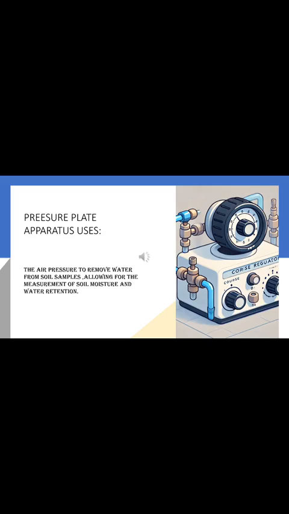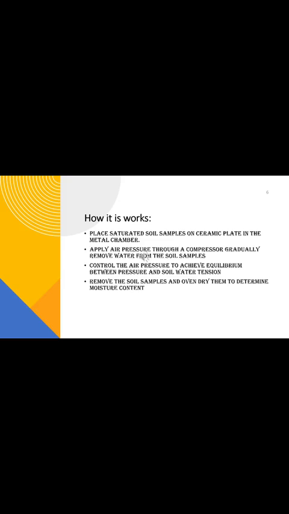As it works, firstly place saturated soil samples on the ceramic plate in the metal chamber, then apply air pressure through a compressor gradually to remove water from the soil samples. Control the air pressure to achieve equilibrium between pressure and soil water tension. Lastly, remove the soil samples and oven dry them to determine moisture content.